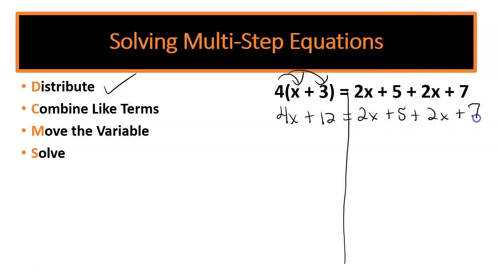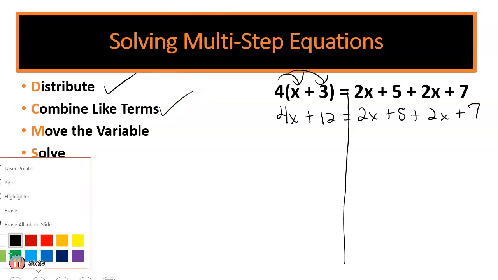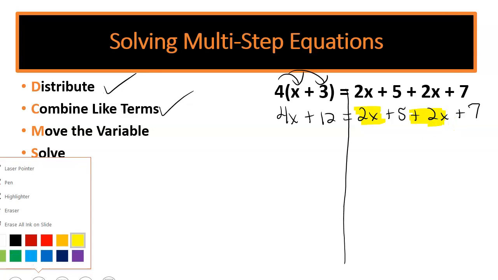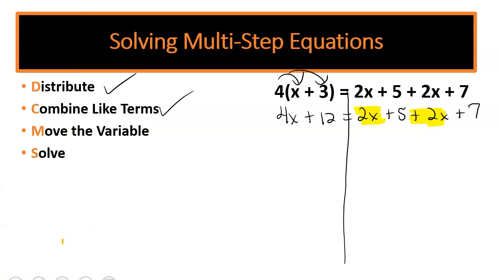It's better if you just do a step each line instead of trying to combine steps in one. All right, next up, combine like terms. So 4x and 12 are not alike. I do have a 2x and a positive 2x, and then I actually have 2 like terms on this side, so I'm going to change colors. Try orange, and a positive 5 and a positive 7.